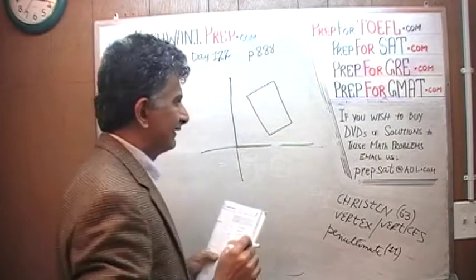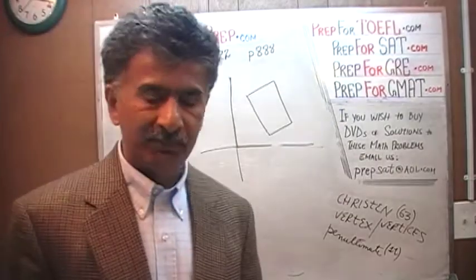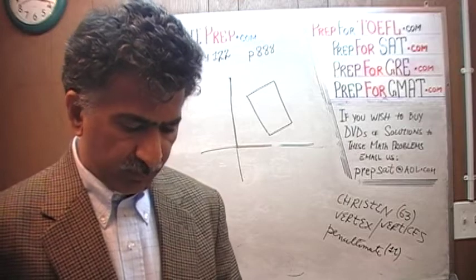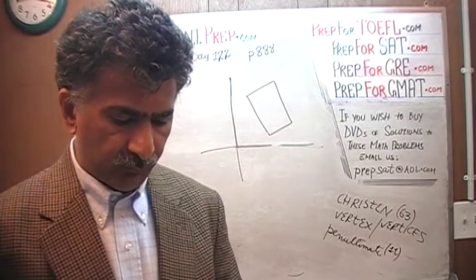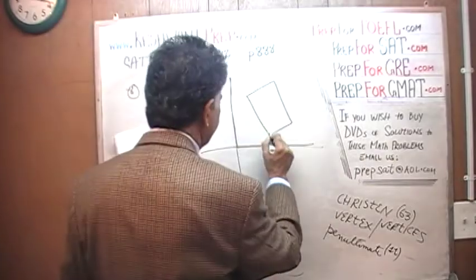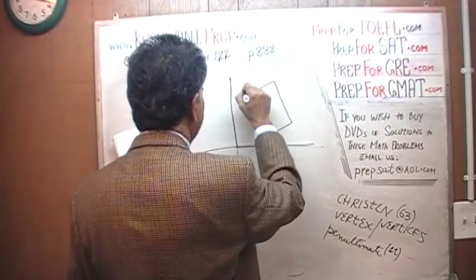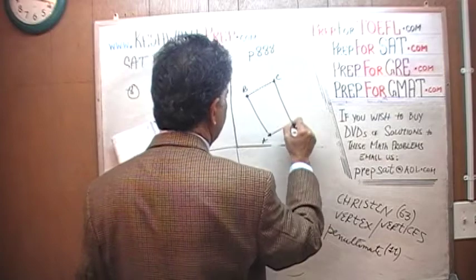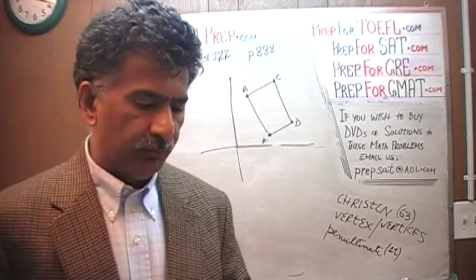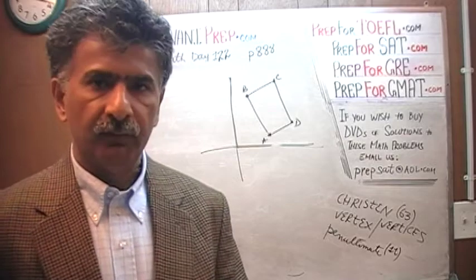There we go. Here's a nice little rectangle. Now the sides are not parallel to the x-axis. What are they asking? What is the product of the slopes of all four sides of this rectangle, A, B, C, D?